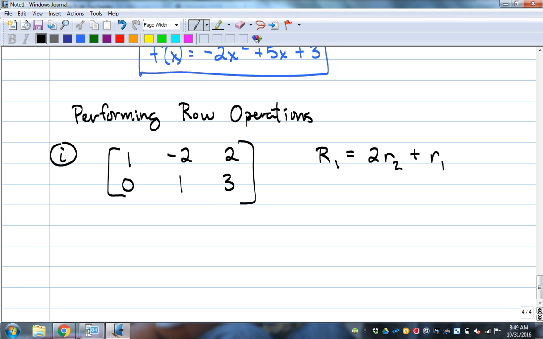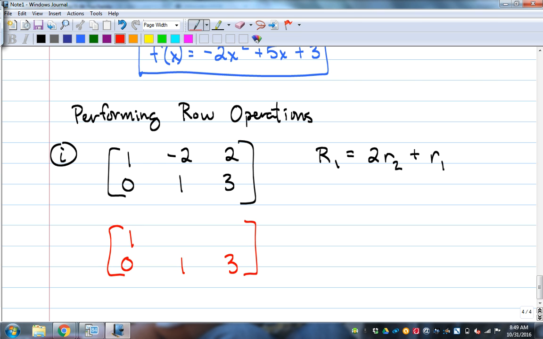Okay, so 2 times 0 plus 1 is 1. So when I write my solution, I'm going to go ahead and copy down row 2 because it's not changing. Row 1 is the one that's changing. Okay, so 2 times 0 plus 1 is 1.